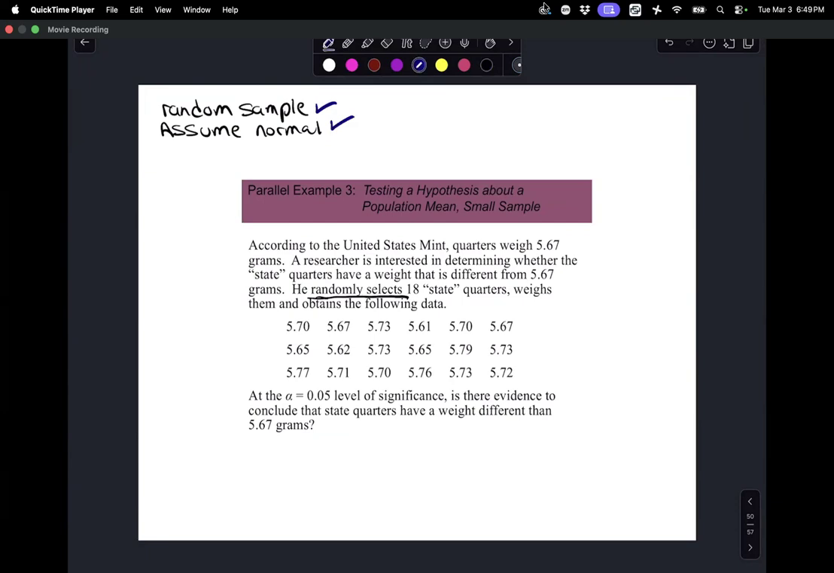Okay, and my sample, 18, is less than 0.05 of the population, so we're independent. Bam, do that. I want to see these things. Next, my null hypothesis says that the mean is equal to 5.67. My alternative hypothesis says that the mean is not equal to 5.67. Show me that.